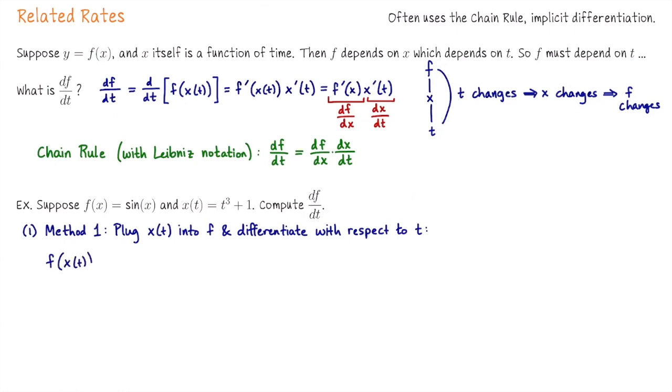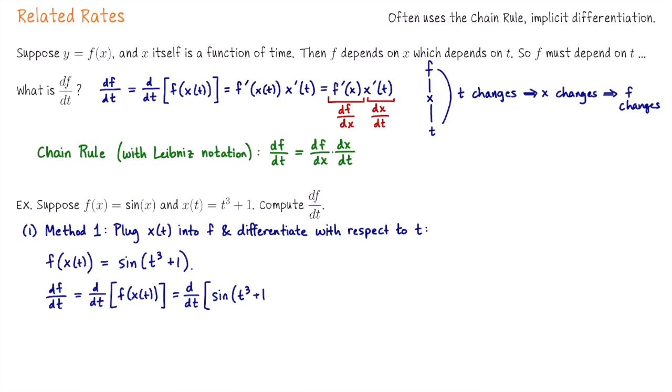Well, f of x of t is sine of t cubed plus 1. When you look at that expression on the right, all you see now is t. So df dt is d dt of that expression. So that's d dt of sine of t cubed plus 1. And just by the regular old chain rule, that's cosine of t cubed plus 1 times 3t squared.